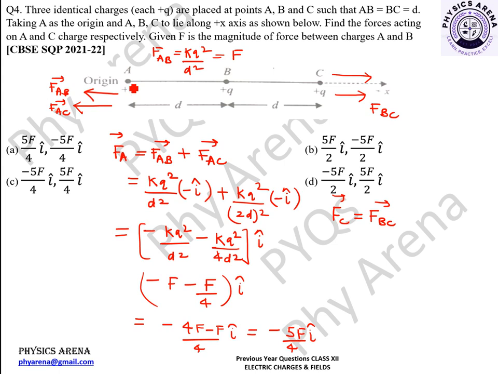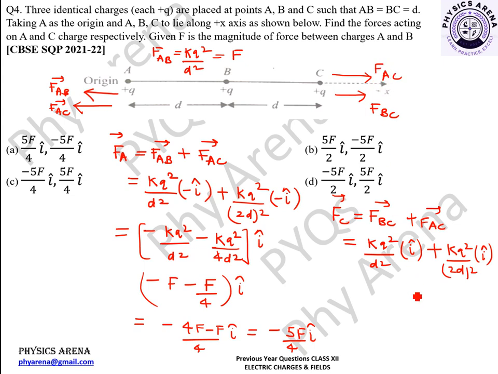Similarly, the charge on A is also positive. It will try to repel the charge present at C towards the positive x-axis. So this is F AC, the force on the charge present at C due to the charge present at A. Again, I can solve it as K Q square upon D square towards the positive x-axis, plus K Q square upon 2D whole square, again towards the positive x-axis.